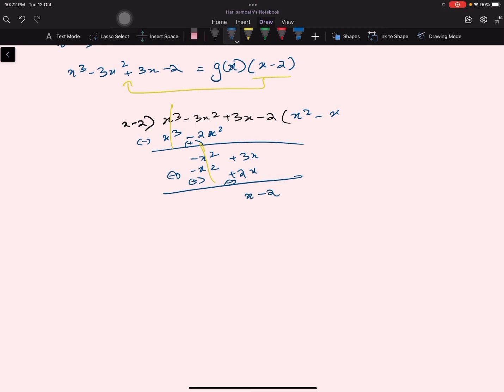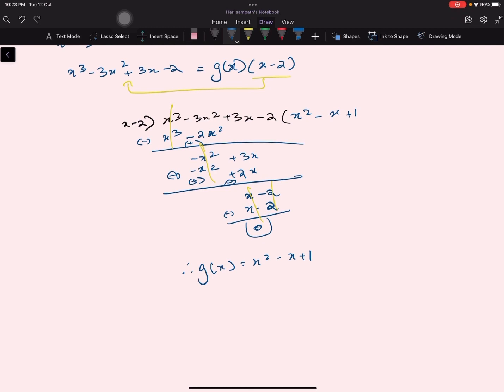And we are just going to multiply it with what? Plus 1. So x minus 2 minus, these two cancel each other, we get 0. So therefore g of x is x square minus x plus 1.